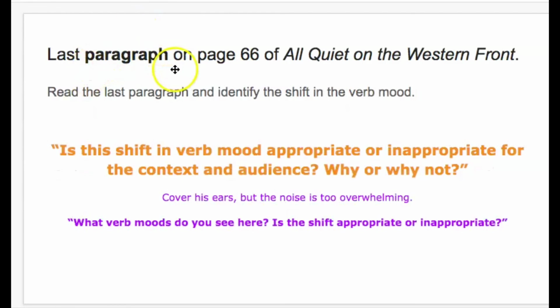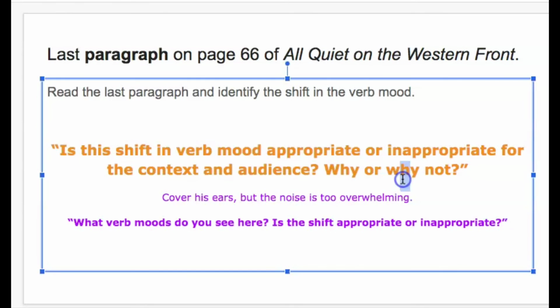So looking at the last paragraph on page 66 of All Quiet on the Western Front, I want you to read the last paragraph and identify the shift in the verb mood. Where does it switch from indicative to interrogative, or from interrogative to imperative? Is this shift in the verb mood appropriate or inappropriate? Why or why not?